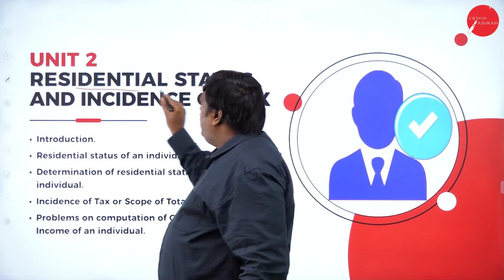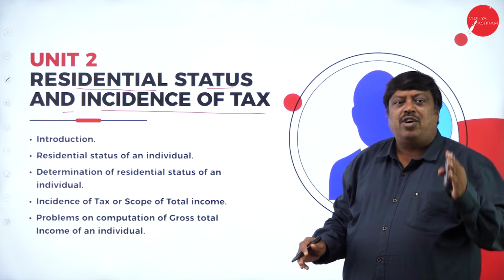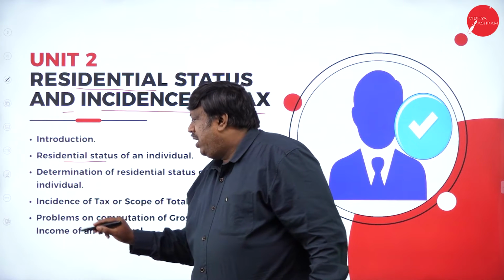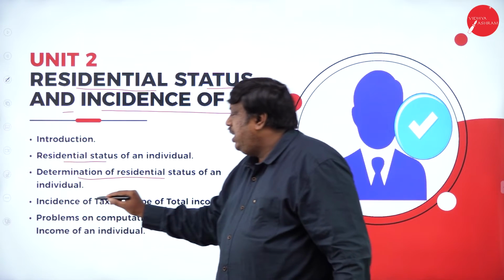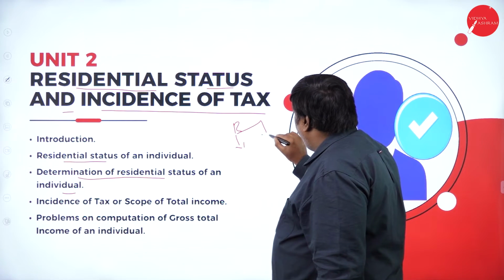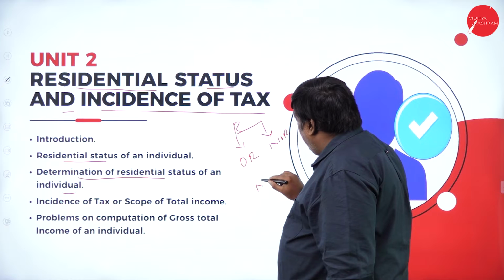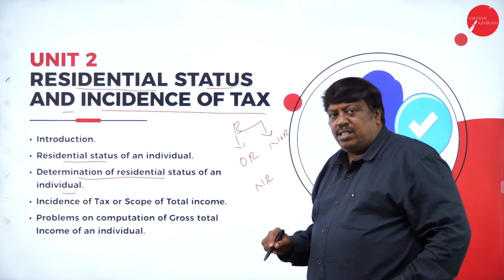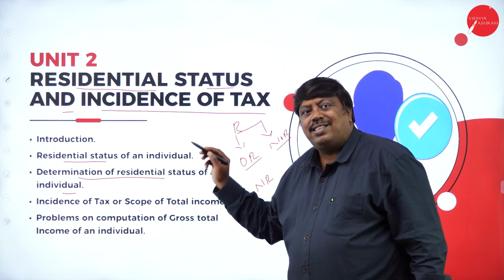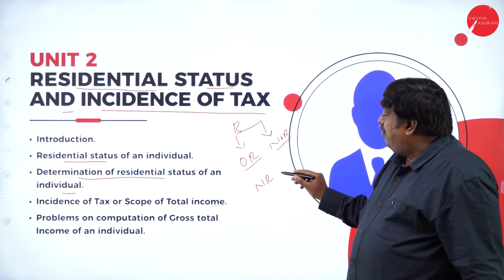Next we have here residential status and incidence of tax. Residential status means that for the payment of tax, we have to calculate the status of a person, that is, determination of the residential status of an individual, that is, a resident. Under that we have 2 things, ordinary resident and not ordinary resident. Next we have non-resident. If I'm a resident, whether I'm ordinary or not ordinary, we have to determine the residential status before paying the tax to the government. And here, whether I'm a non-resident.